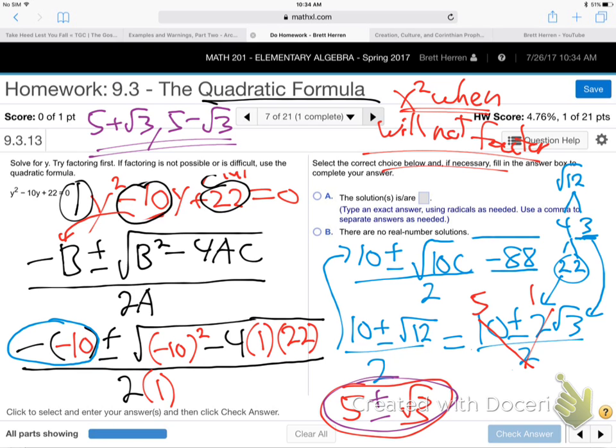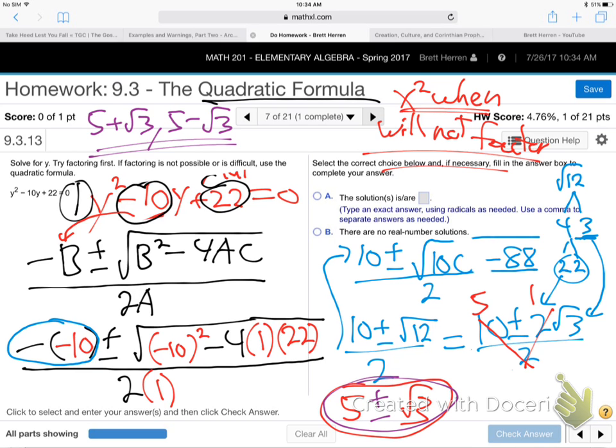Is that good? Does that make sense? We okay with the quadratic formula? How that works? When they don't factor, you write down the quadratic formula: negative b plus or minus the square root of b squared minus 4ac, all over 2a. Plug in the a, b, c, crank it all out. 5 plus or minus root 3. Some ways it's easier than factoring. I don't know, it depends how hard the factoring is.